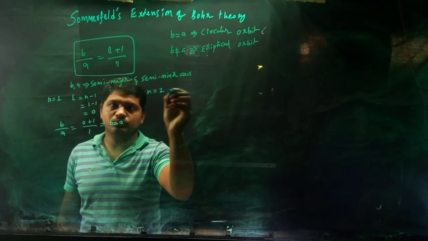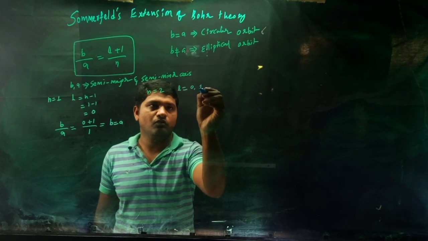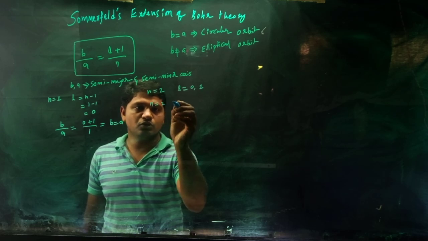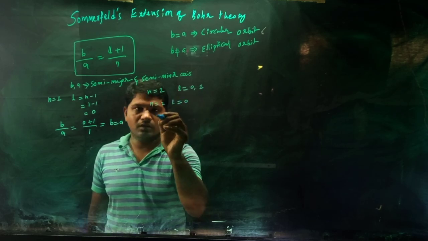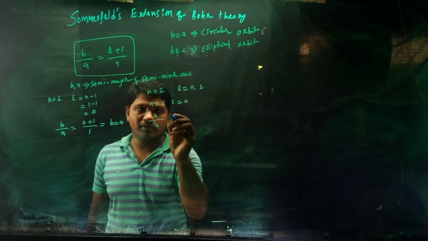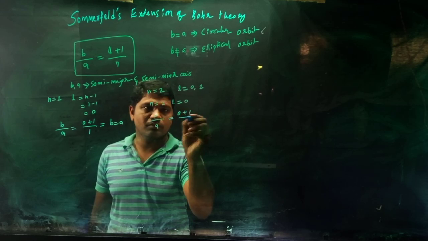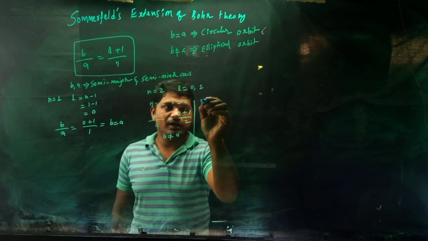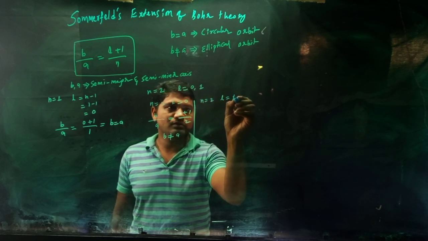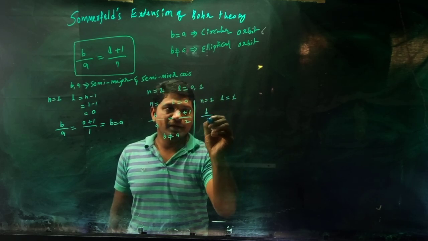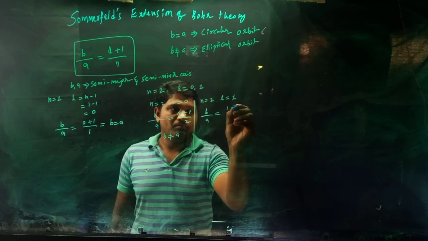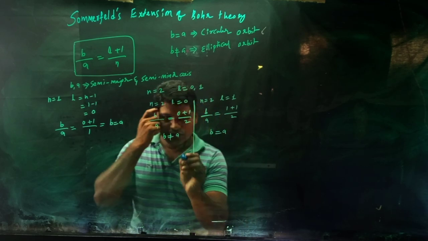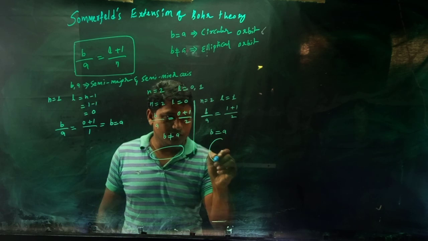Now n equals 2, and l equals 0, 1. When n equals 2 and l equals 0, b by a equals 0 plus 1 by 2, so b is not equal to a. But when n equals 2 and l equals 1, b by a equals 1 plus 1 by 2, so b equals a. So this one is an elliptical orbit and this one is a circular orbit.